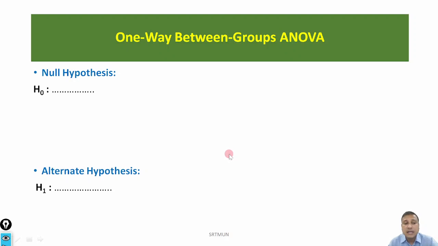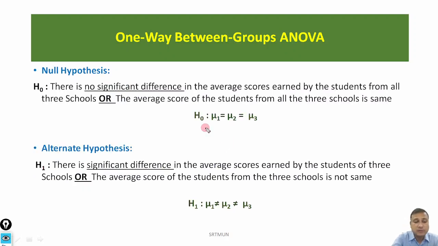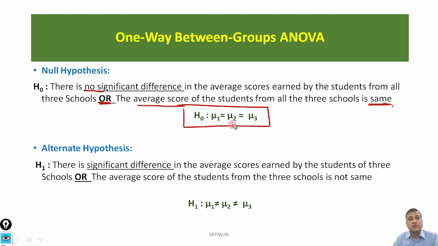How to construct the null hypothesis here then? To construct the null hypothesis, we'll make a statement that there is no significant difference in the average scores earned by the students from all three schools. Or in different words, the average scores of the students from all the three schools is same. Symbolically, H0: mu1 = mu2 = mu3.